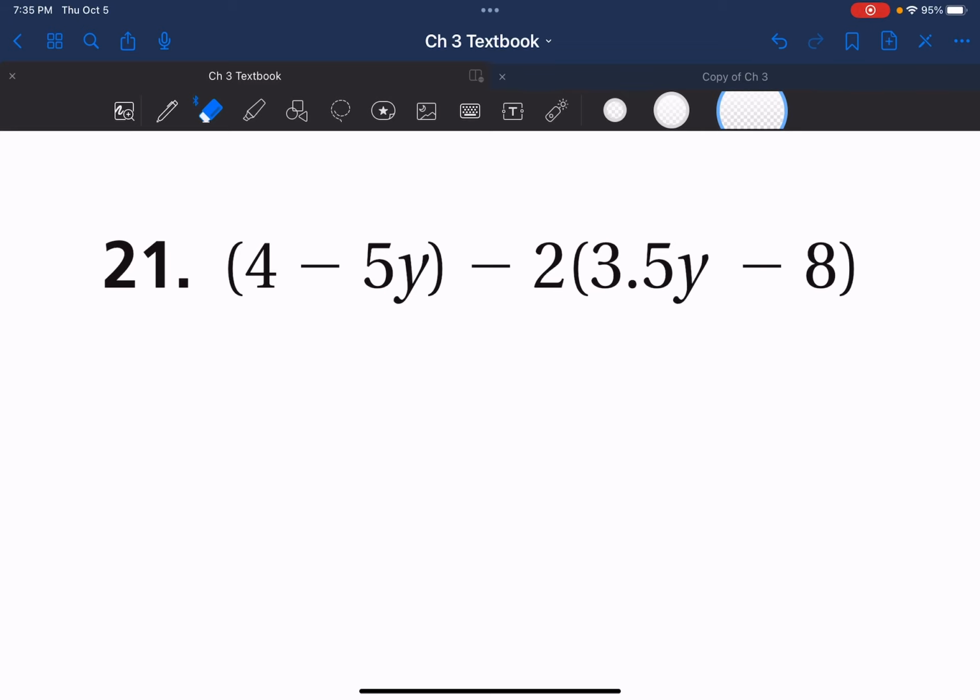Go ahead and write it on your whiteboard. Pause the video if you need to, and try it on your own. Press play when you're ready to see what the answer is.